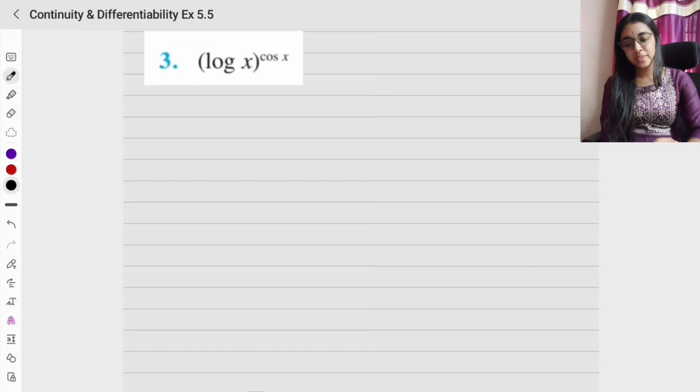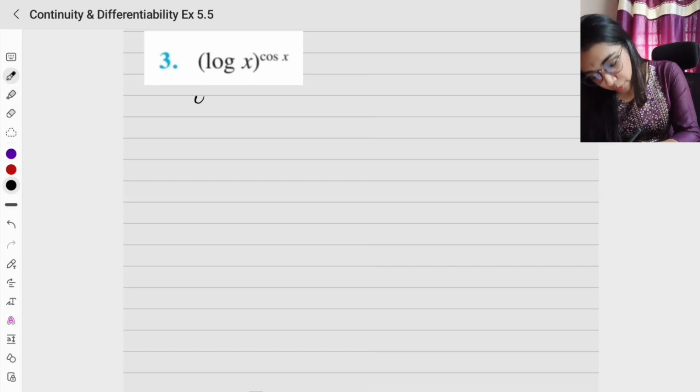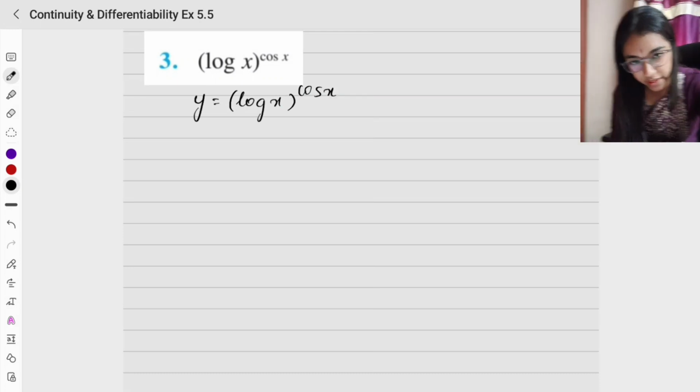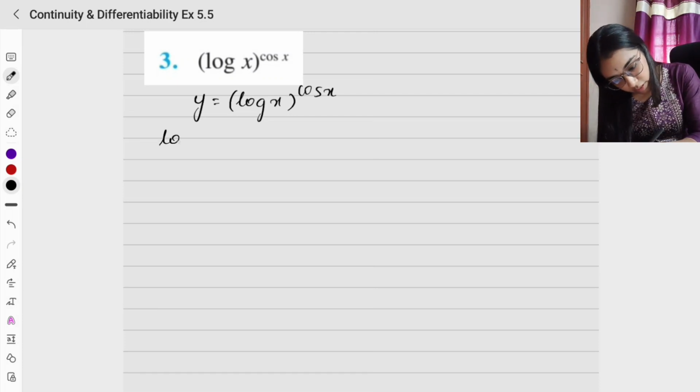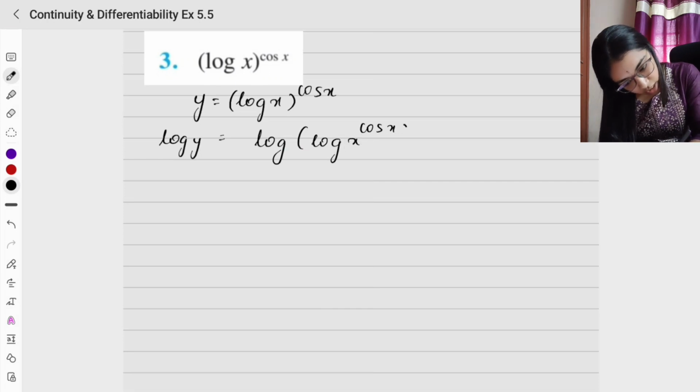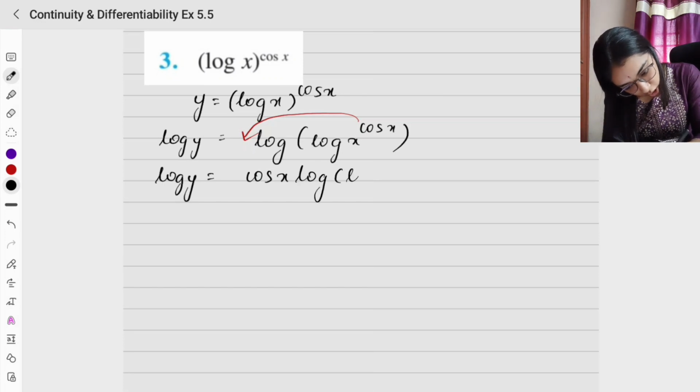Question number 3. This is also very very easy. So how are we going to write this? Y equals log x to the power cos x. Now taking log on both sides. Now I am going to take log on both sides. So I have log y equals log of log x to the power cos x. So when I have a power, it comes forward. So I'll have log y equals cos x times log of log x.